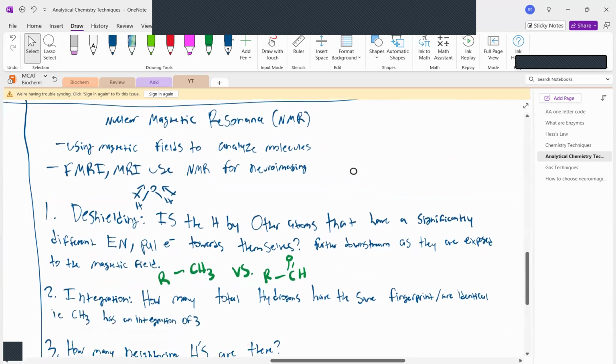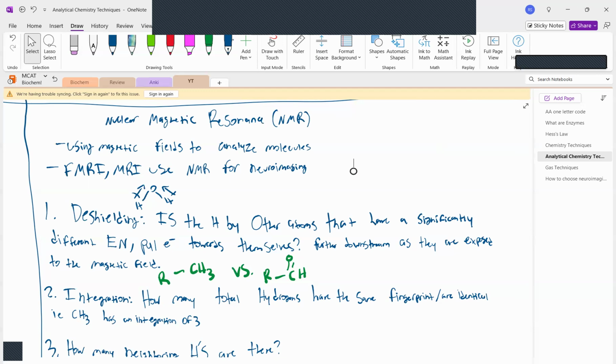Both fMRI and MRI are really good at spatial resolution, like looking at things in space, such as what brain region is activated. Whereas an EEG has really good temporal, sorry, not spatial, temporal validity. It's really good in time. It's super fast.